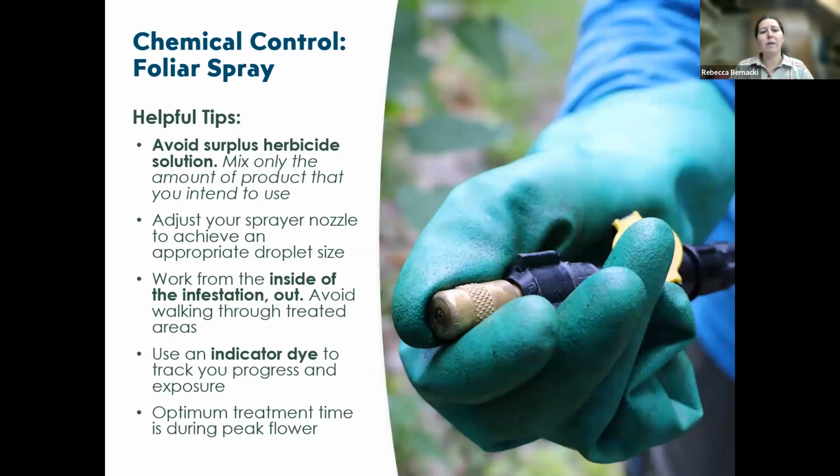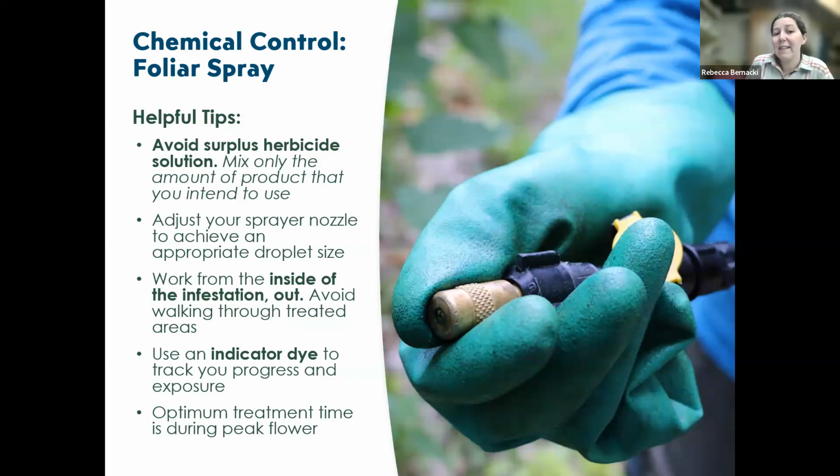Some helpful tips, as I mentioned, we want to avoid mixing excess herbicide solution. Man, that was a little bit of a tongue twister that I wasn't expecting. We want to adjust our sprayer nozzle to achieve an appropriate droplet size. So that's going to depend on, you know, the wind speed and that sort of thing. We don't want to have a lot of cast off. We want the herbicide to hit our target plant and not go elsewhere.